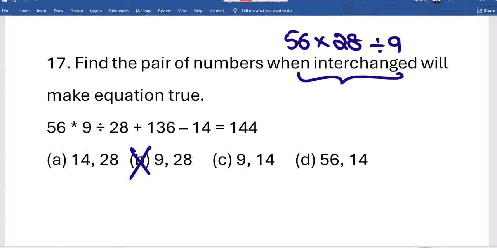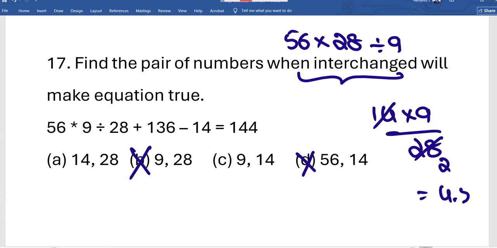If I put 9 as 28 and 28 as 9, I don't get an integer value, but the right side is given as an integer. Next, if I go for D, 56 is replaced with 14. Means 14 into 9 divided by 28. Is this an integer value? What did you get? 4.5. But the right side is all integers. So this is also waste. So you have to try only A and C.